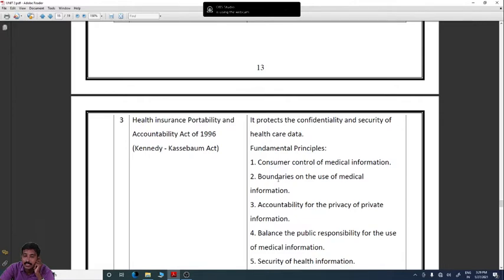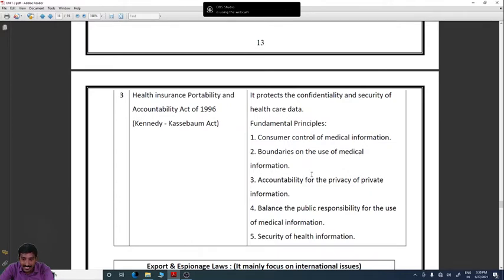It mainly focuses on the confidentiality and security of healthcare data. The major principles of this act are consumer control of medical information, limits on the use of medical information, accountability for the privacy of private information, a balance of public responsibility for the use of medical information, and the security of health information.